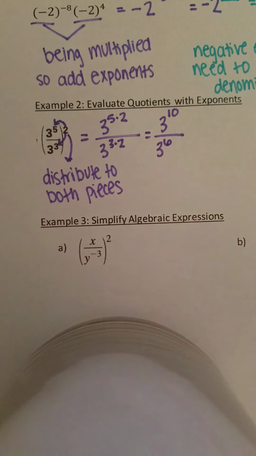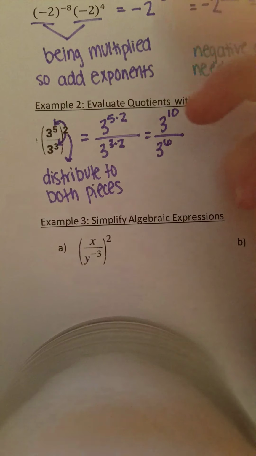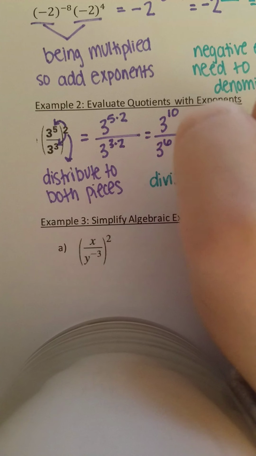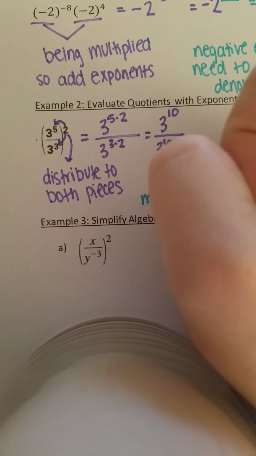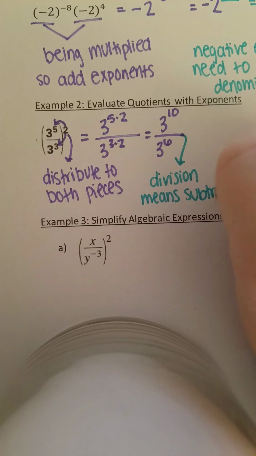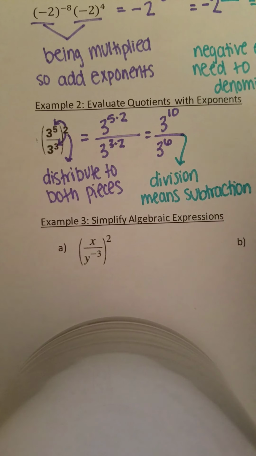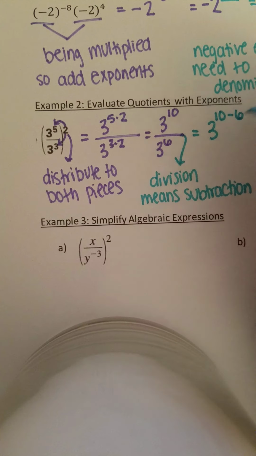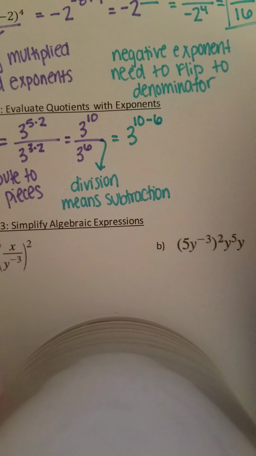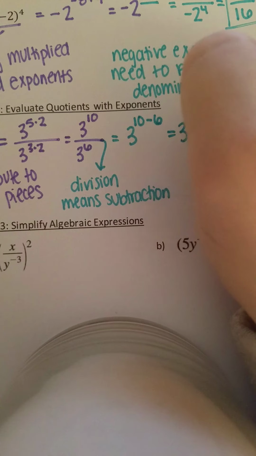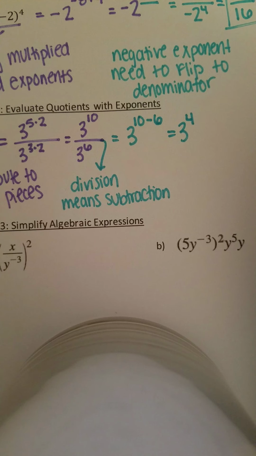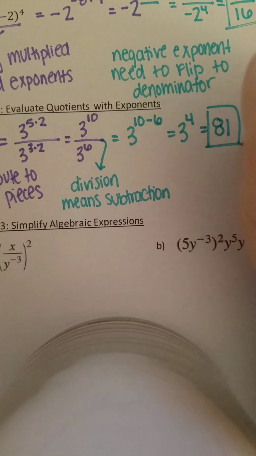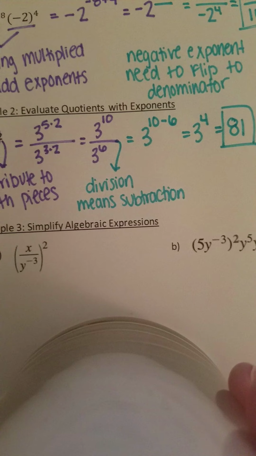Now, this is division. Division means subtraction. And since division means subtraction, this would be equal to 3 to the 10 minus 6 power. And 10 minus 6 is 4. So we have 3 to the 4th power. And 3 to the 4th power is 81.